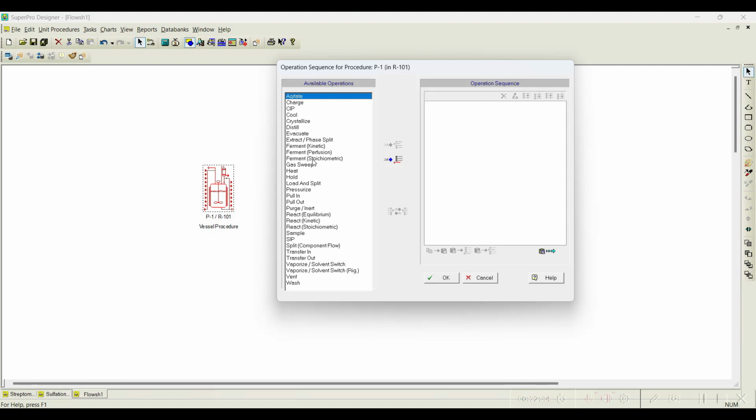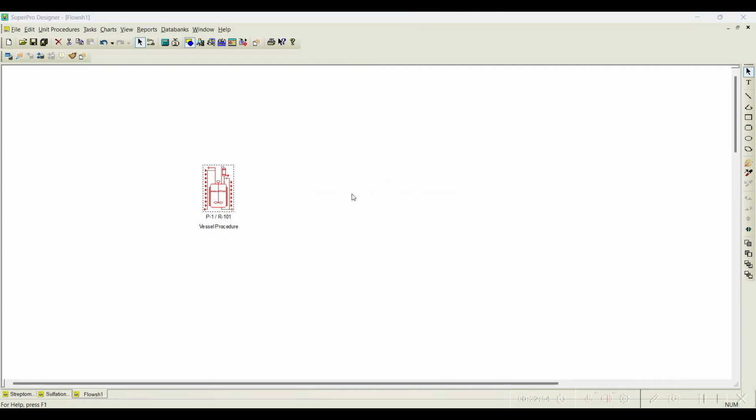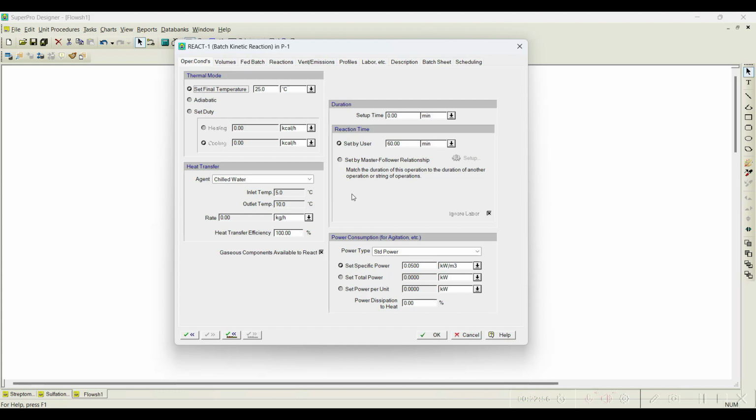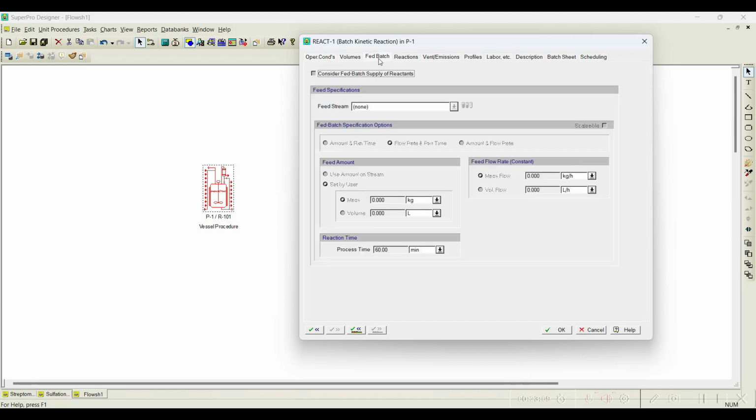Let us add this ferment kinetic and react kinetic, and let us understand the difference between these two. I'll first go with the react operation. If you notice here, we have used this operation many times, frequently. When it is a purely chemical reaction, we go with this react operation. All the other options are available, like the fermentation option also, and in this case also you can set up the fed batch operation.